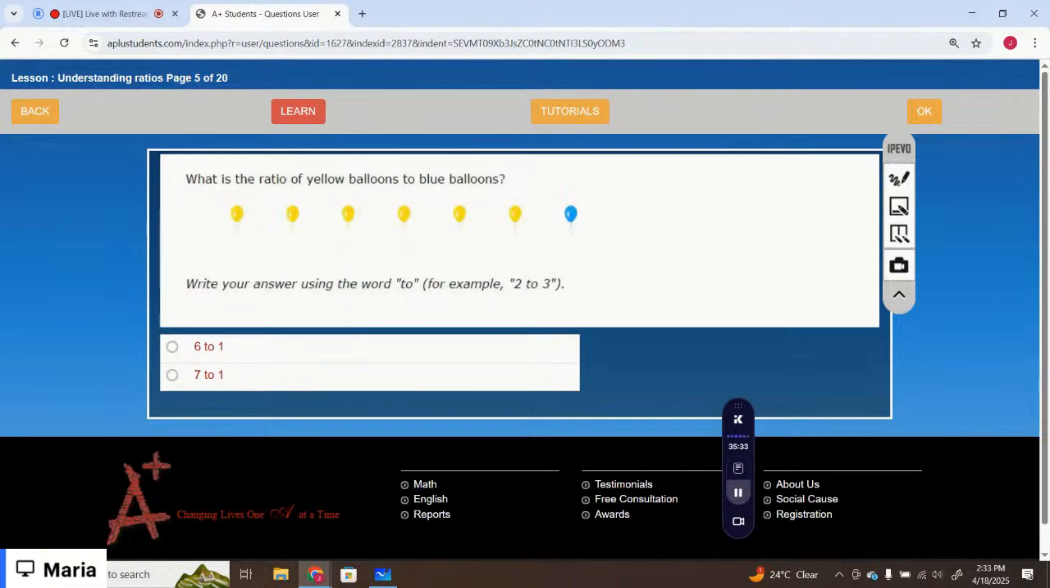What is the ratio of yellow balloons to blue balloons? Yellow balloons to blue. So six yellow balloons and one blue balloon. So that is 6 to 1. Option number 1 is the correct option.